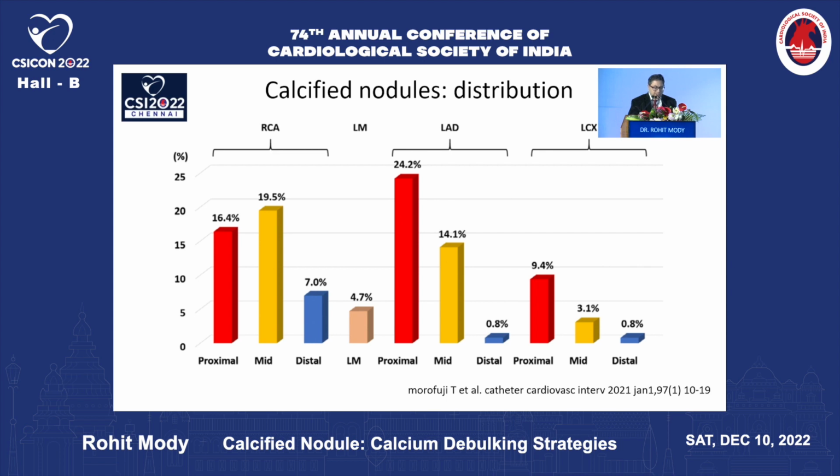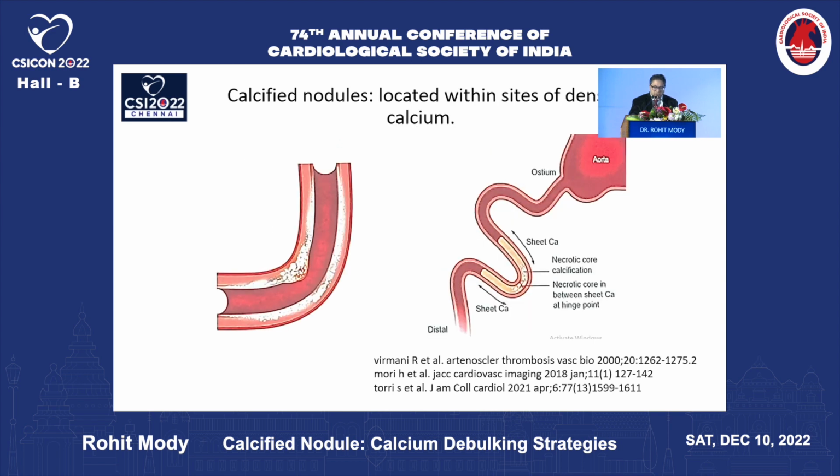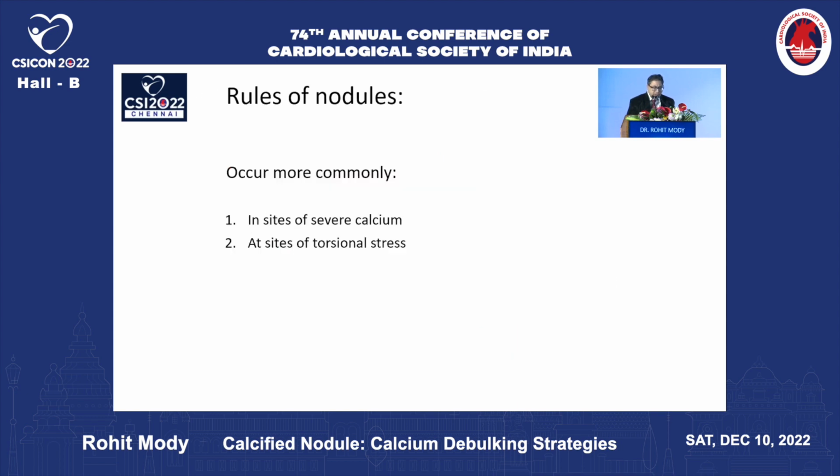The distribution you can see is that they are seen in the RCA, LAD, as well as the LCX. Calcified nodules are generally located at areas of torsional stress, within the sites of dense calcium. So the calcified nodules are generally in the LAD, RCA, or circumflex, where there is dense calcium. They occur more commonly at sites of severe calcium and at sites of torsional stress.